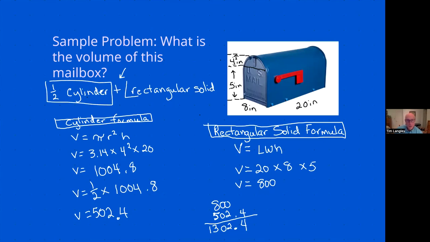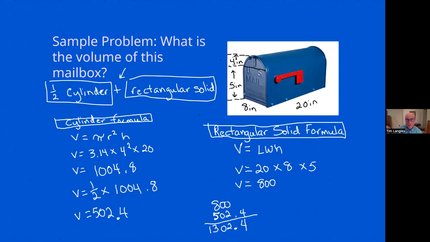So the first thing I'm going to do is take my cylinder formula, which is in the bottom left, and I rewrote it out. Volume of a cylinder is pi r squared times h, where pi is 3.14 and r is the radius. The radius of this one is 4 inches. You'll notice at the top of my diagram here, I'm drawing an arrow towards it now.